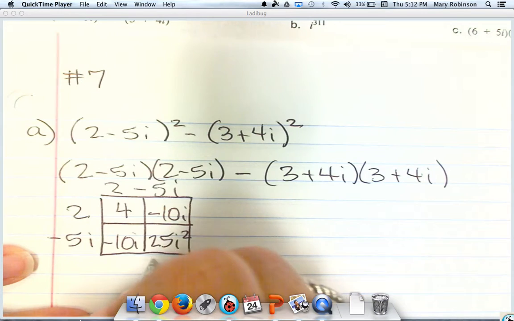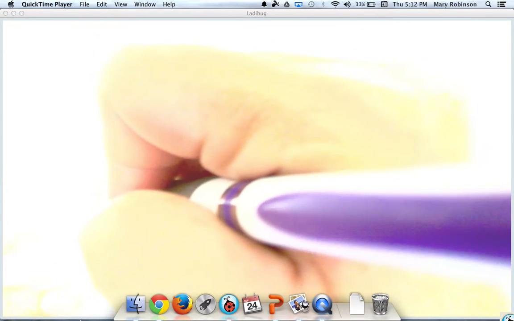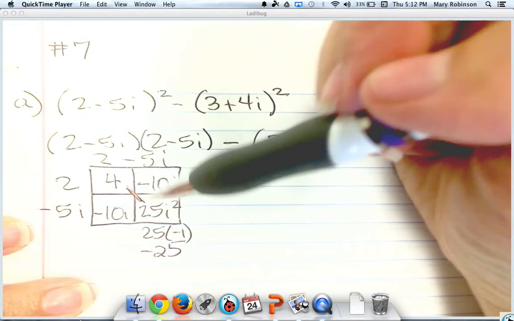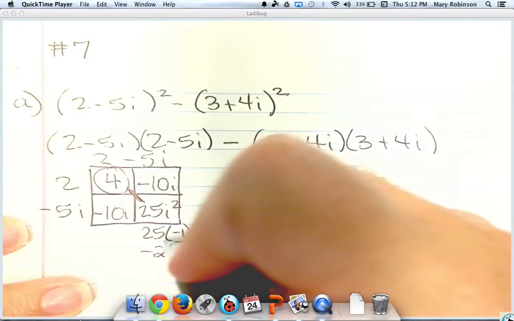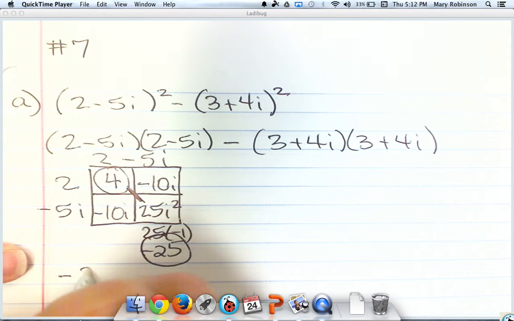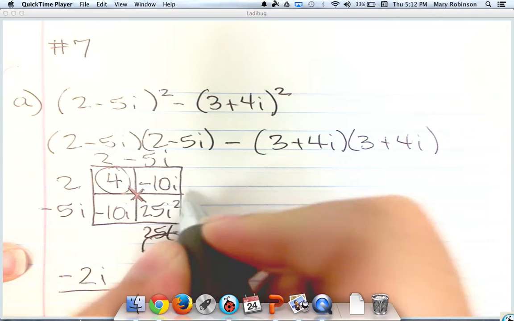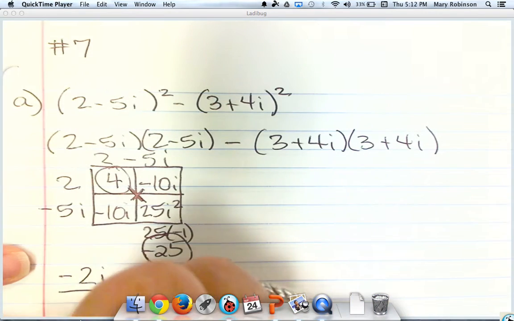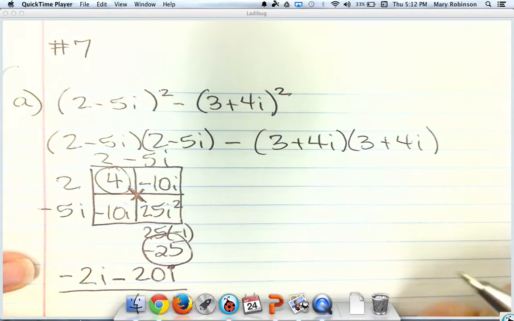The nice thing about using the box method is that you always end up with like terms vertically. So these two terms, these two terms you should combine. So that would be a 4 minus 25, which gives you negative 21. And then negative 10i minus 10i is negative 20i. Not i squared, but i.